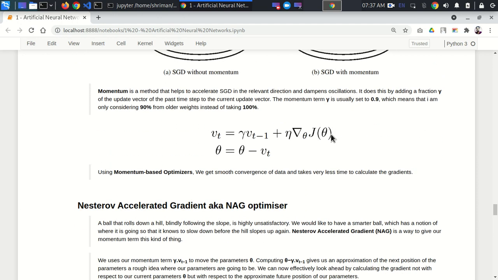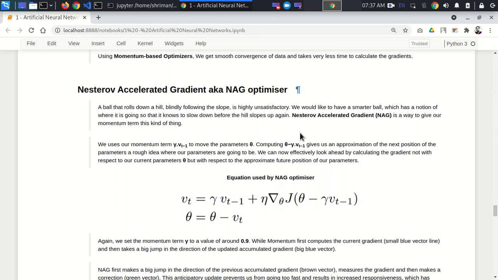SGD with momentum. Now after this there is the Nesterov accelerated gradient, aka NAG optimizer. So see, there are multiple optimizers again, and we should know about each and every one, because if you are going to choose these things, then whatever thorough knowledge you have about these optimizers will be very important, and you have to move in that way. So guys, this is the Nesterov accelerated gradient, aka NAG optimizer.